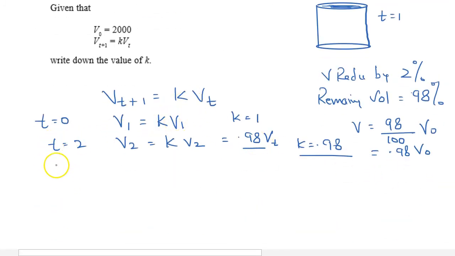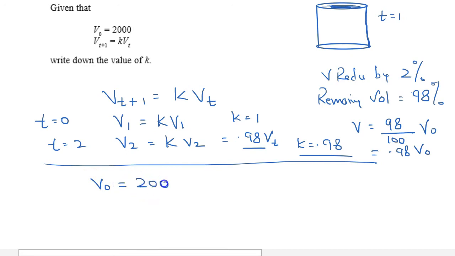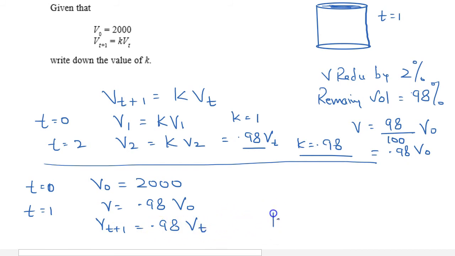You can do it in another way also if you find it's a bit difficult. So V0 is equal to 2000, the initial volume when T is equal to 0. So after 1 hour, the volume becomes 0.98 of V0. So V(t+1) is equal to 0.98 Vt. So K is equal to 0.98.